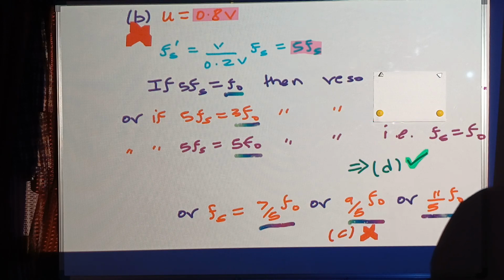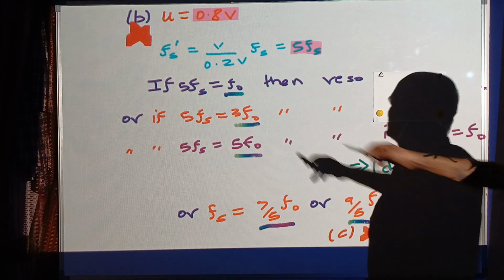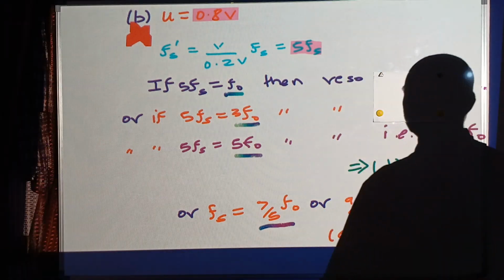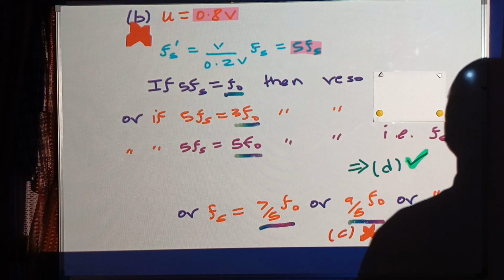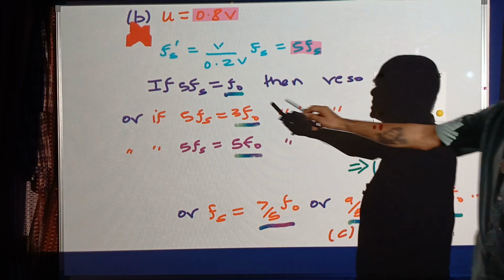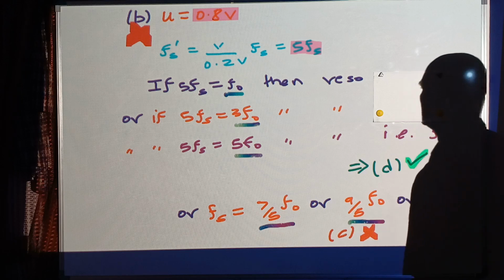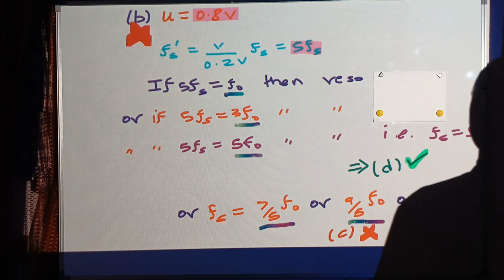Option B, U is 0.8 V. For that, the frequency of sound as it reaches the pipe will be multiplied with this factor V by V minus U. V minus U is 0.2. So it will be 5 times Fs. So the frequency has increased 5 times when it reaches the pipe. So this 5 Fs matches with F naught or the first harmonic, 3 F naught, 5 F naught, or 7, 9 like that. Resonance is possible.